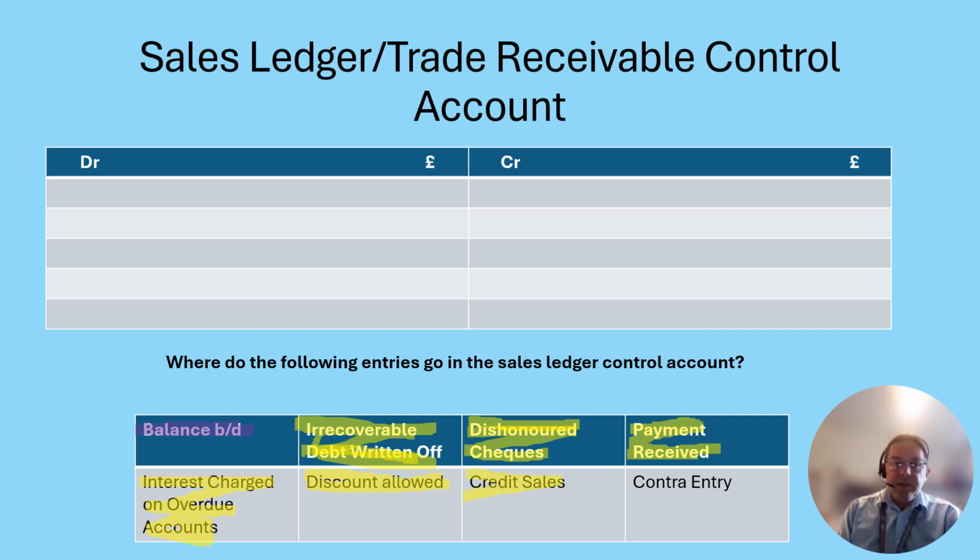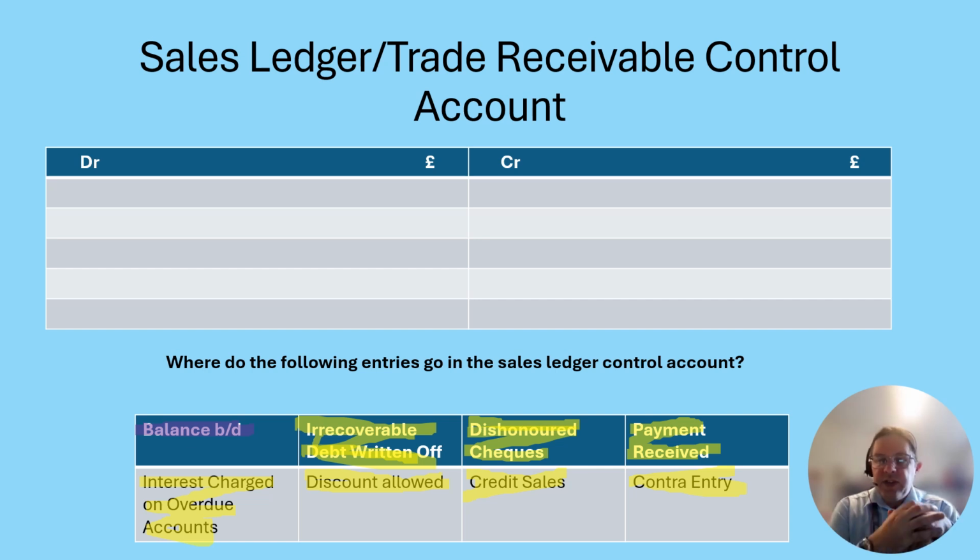Credit sales, let's clarify, it is only credit sales that go in the sales ledger control account, not cash sales, because cash sales are paid instantly, so it's not relevant for sales ledger control. But credit sales, clearly the more we sell, the more we owe, so that would go on the debit side. And then finally, contra. So a contra entry is one where we have two transactions which balance each other off.